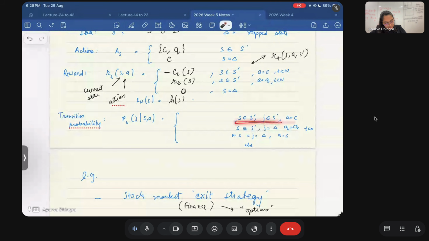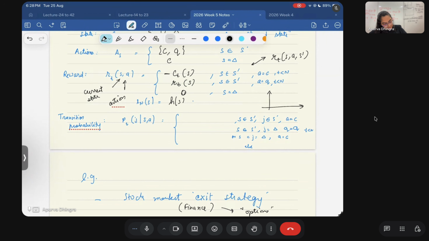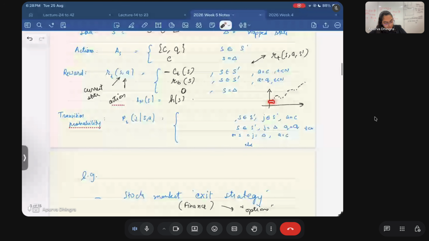Now transition probabilities depend on where you're at, where you're going, and what action it depends on. So if you are in the core Markov chain and you decide to continue, meaning you started from some state and you go on to some other state, like in the previous stock market example, you started here and you've gone here and you've decided to continue, then what is the probability of this happening? What is the probability of you starting from here and going here? That's what it is capturing.